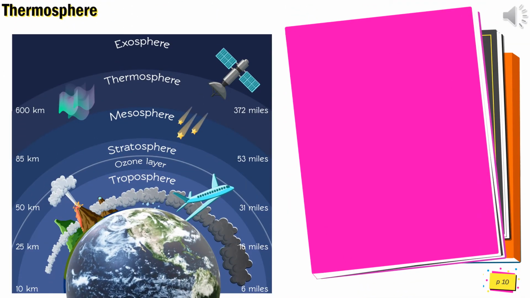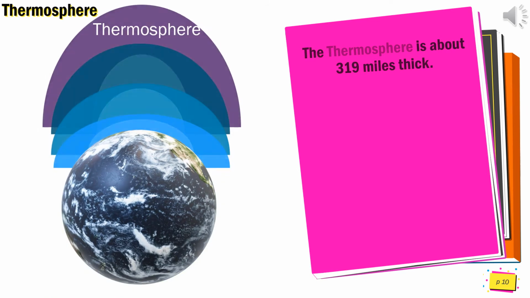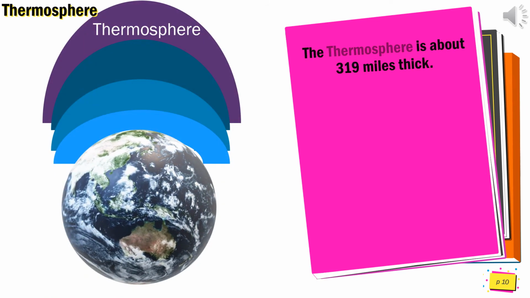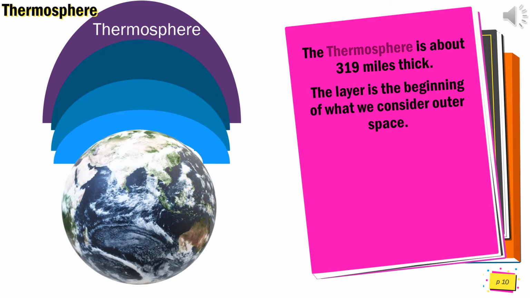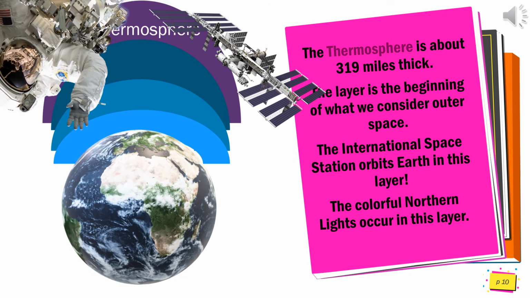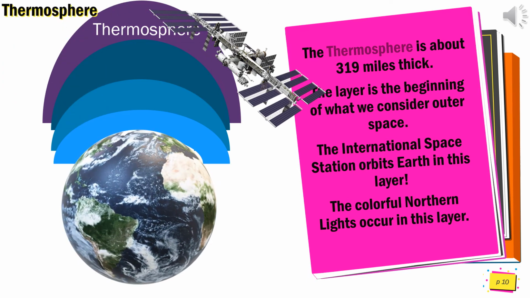The next layer is the thermosphere. This layer is about 319 miles thick, and it's the beginning of what we consider outer space. The International Space Station orbits Earth in this layer, and we also see the colorful Northern Lights display here.